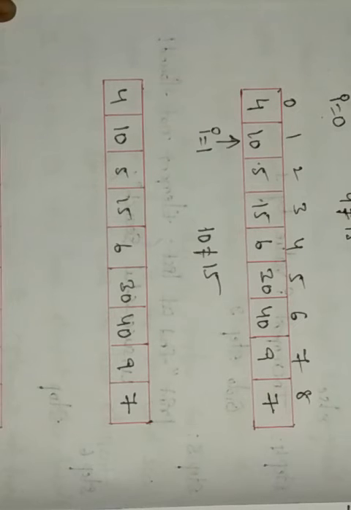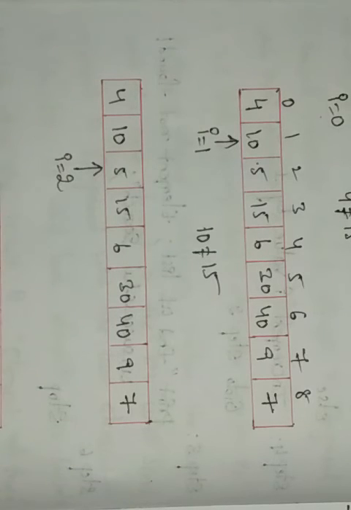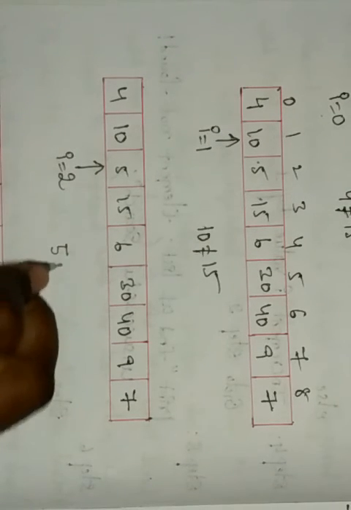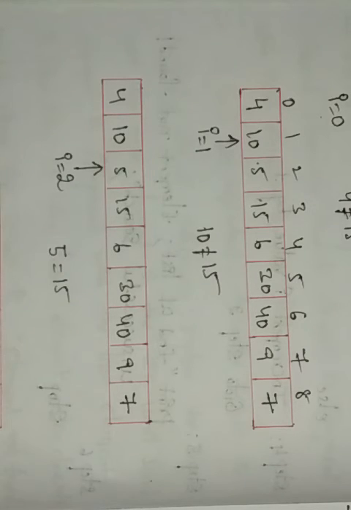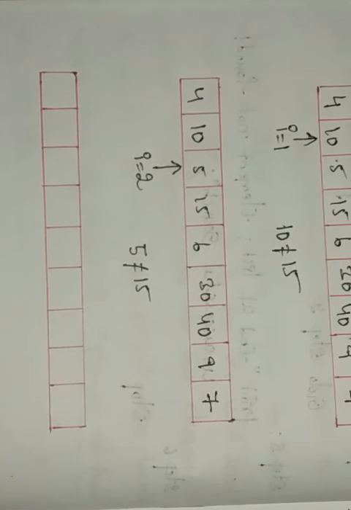What is the next element here? The next element is 5. So the index is increased by 1. Now we have I equal to 2. Again you can check: 5 equal to 15? No, it is also not equal to 15. So if it is not equal, you again move to the next element. Here the index is increased by 1.